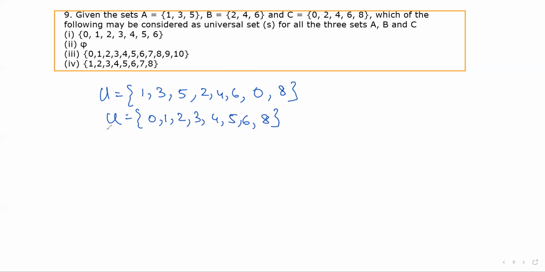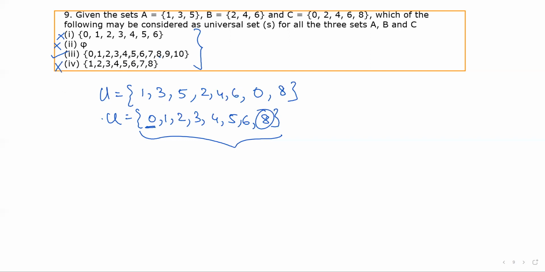So any set amongst these four, which contains at least all these elements, will be considered as a universal set. First, 0, 1, 2, 3, 4, 5, 6. It does not contain 8, which is required. So this is not a universal set. The second, definitely not. We need these elements. The third, 0, 1, 2, 3, 4, 5, 6, and 8. All are covered. Apart from that, you have additional elements. We need not care about it. So this can be considered as a universal set. The fourth part does not contain 0, which is required in your universal set, based on the given question. So this is not a universal set.